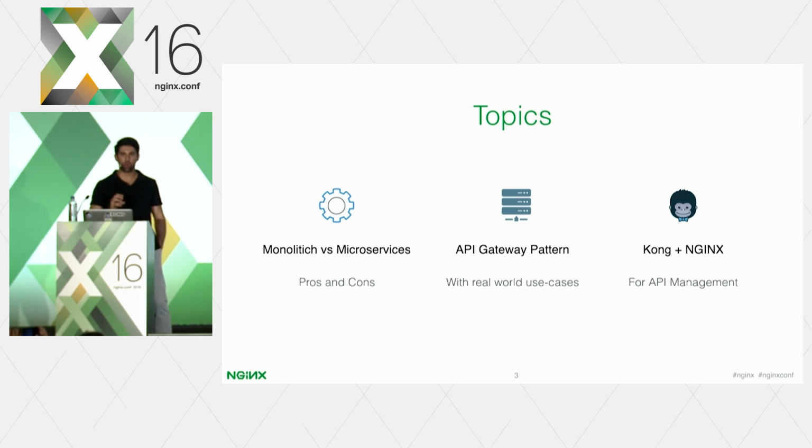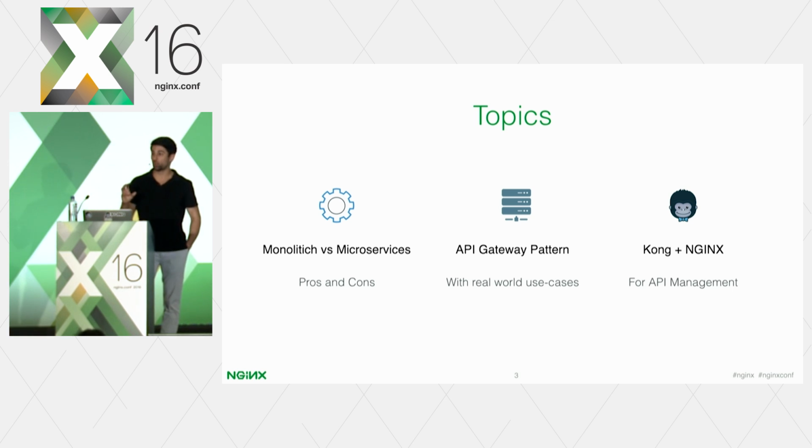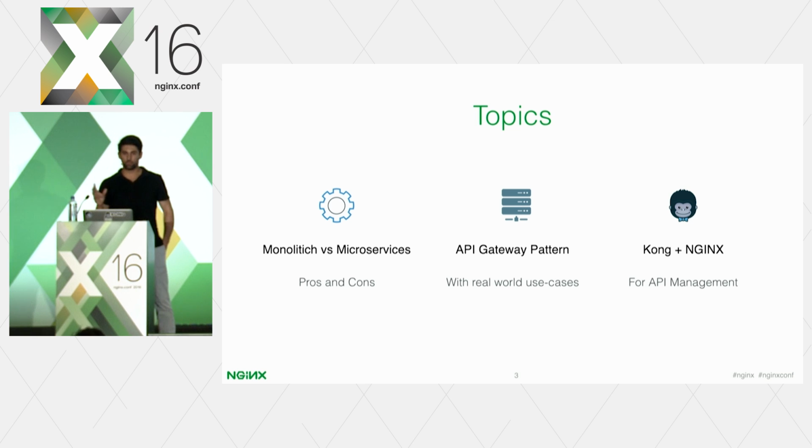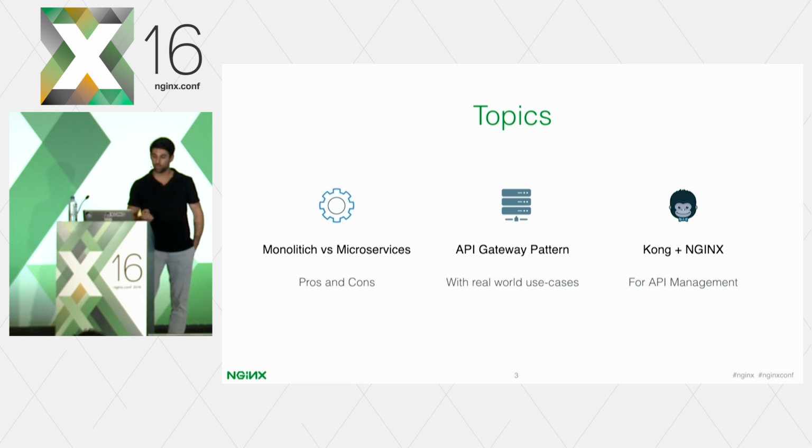To understand why we need an API gateway, and why it's important, I'll start by talking about monolithic versus microservices architecture. So what's the difference? What's the main shift? Then I will introduce the API gateway pattern and how that can fit a microservice-oriented architecture. And then we'll talk about Kong and nginx.